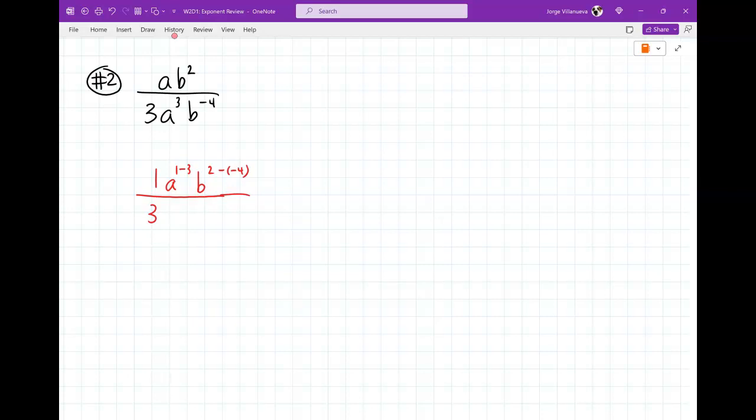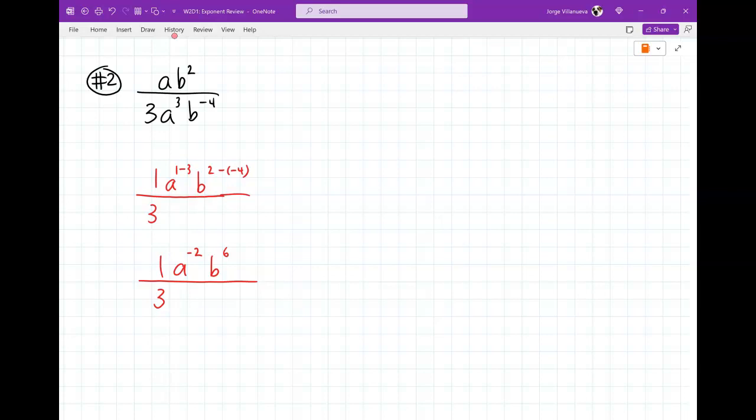If you don't want to, you don't have to. A to the 1 minus 3, that's a to the negative 2. So again, I'm going to write a fraction here, a 1/3, a to the negative 2. And then I'll fix everything at the end. And then b to the 2 minus a negative 4, that really becomes a 2 plus 4. So that's going to be b to the 6th.